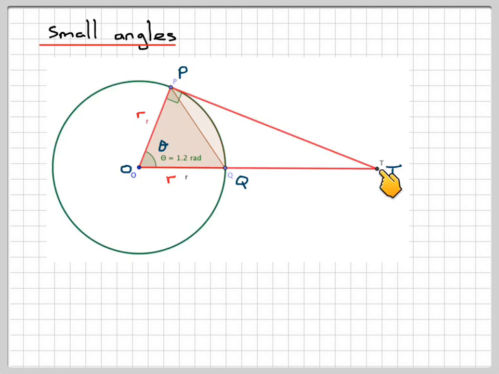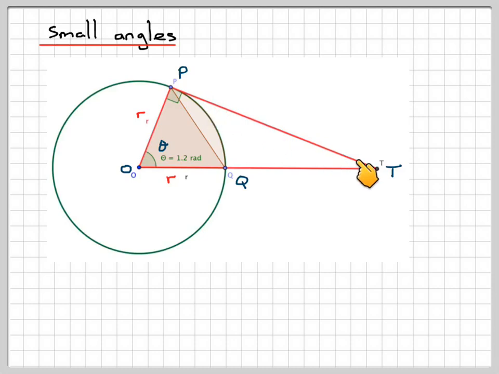We have a point T outside the circle, and a line joining up to this point here, P. This line is a tangent to the circle at P, and the tangent radius property says that this must be 90 degrees. And then we have a sector OPQ and a triangle OPQ. Right, in order to do this, we're going to look at the areas of triangle OPT, sector OPQ, and triangle OPQ.